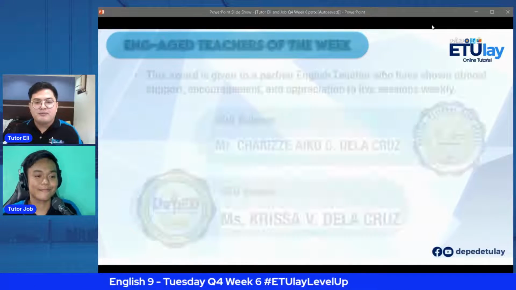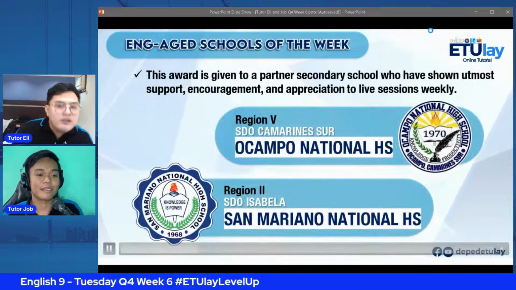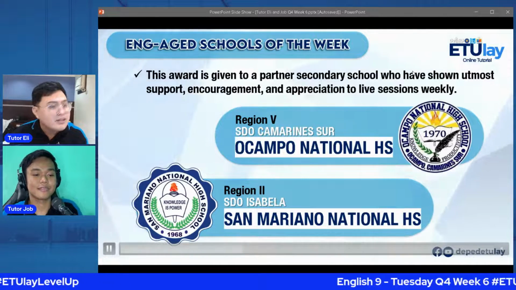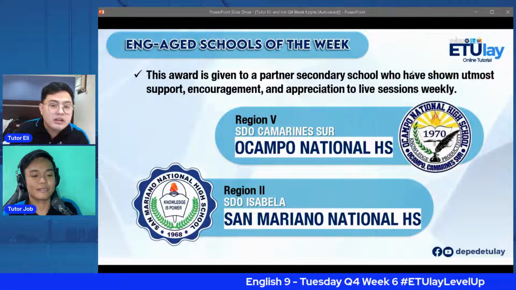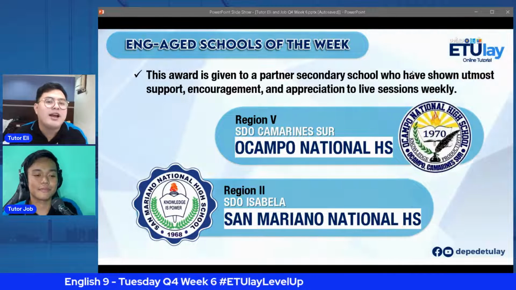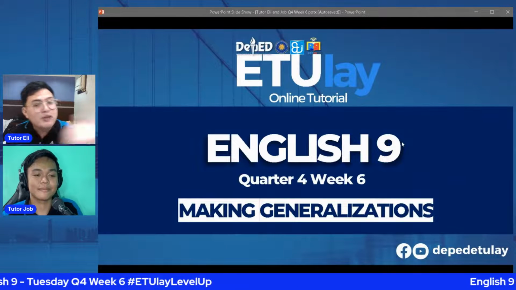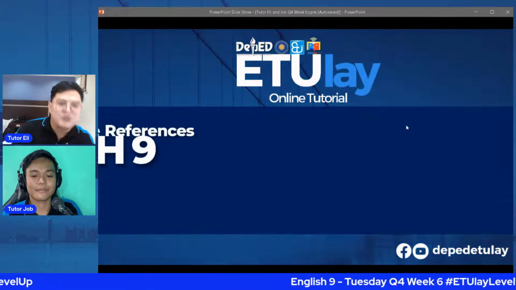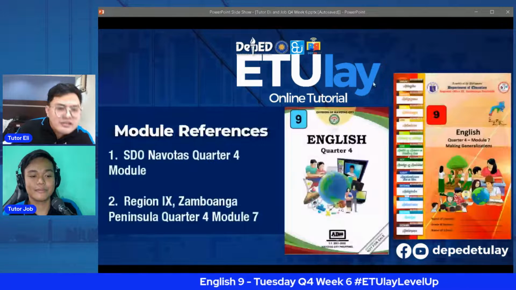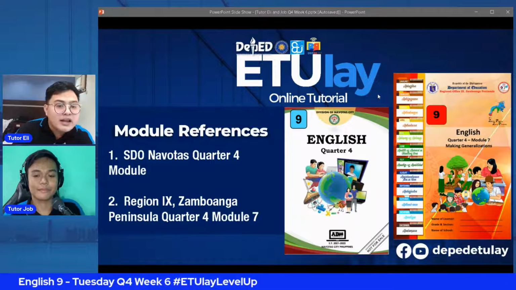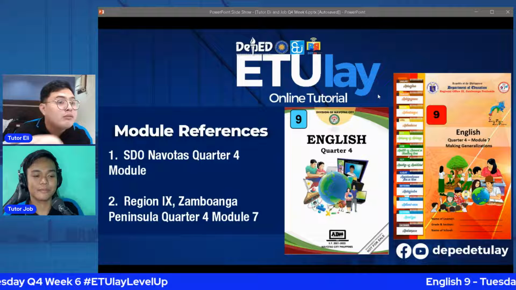Okay? And of course, as Engaged Schools of the Week, we have Ocampo National High School kasi napakarami talagang shooties that came from Ocampo National High School and of course San Mariano National High School. Okay, so our quarter 4 week 6 topic is none other than making generalizations. And our references came from SDO Navotas quarter 4 module and Region 9 Zamboanga Peninsula quarter 4 module 7.